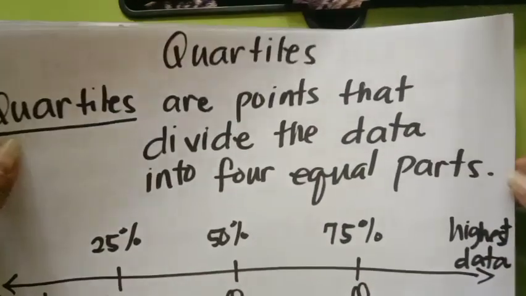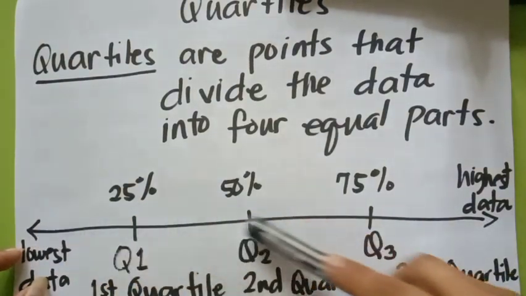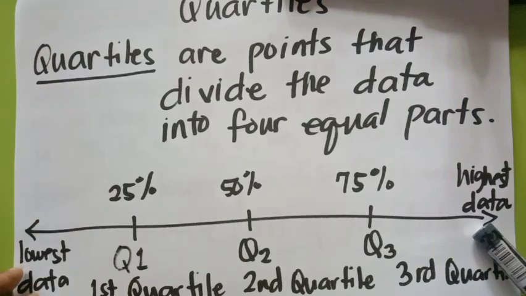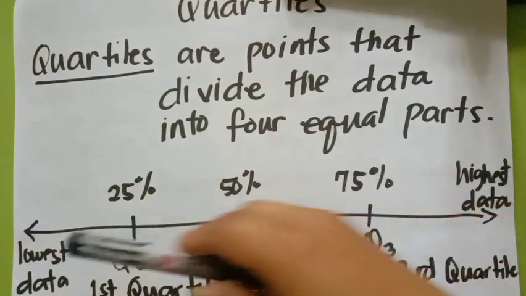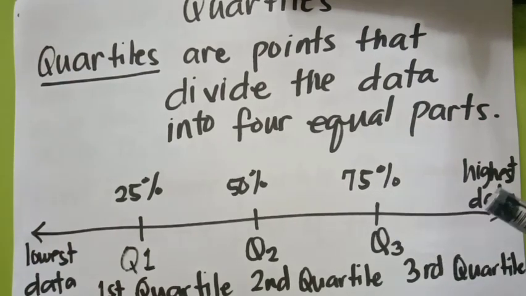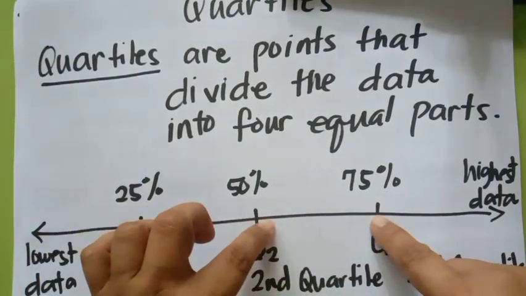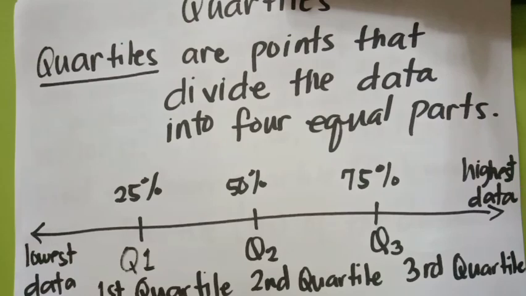So for example, itong line na ito. Let's say this line represents a distribution. Hahatiin natin, yung quartiles, hinahati niya itong distribution into 4 equal parts. Ito yung first part, second part, third part, and fourth part. Nasaan dyan yung quartiles? Ibang sabi, ang quartiles, these are points. These are numbers. The quartiles are the numbers in the distribution. So, these are points in the distribution.